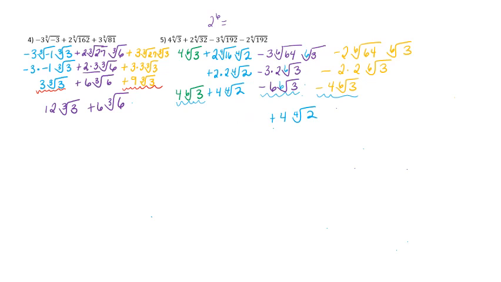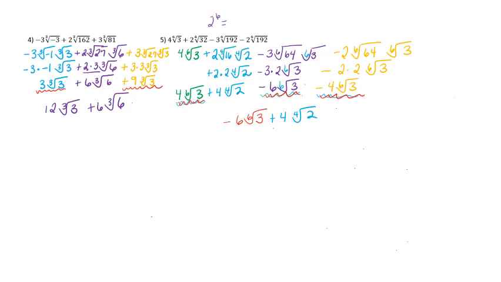All right. So this one and this one are now like. I brought down 4 fourth roots of 2. 4 minus 6 is negative 2, minus 4 is negative 6. 6th roots of 3.